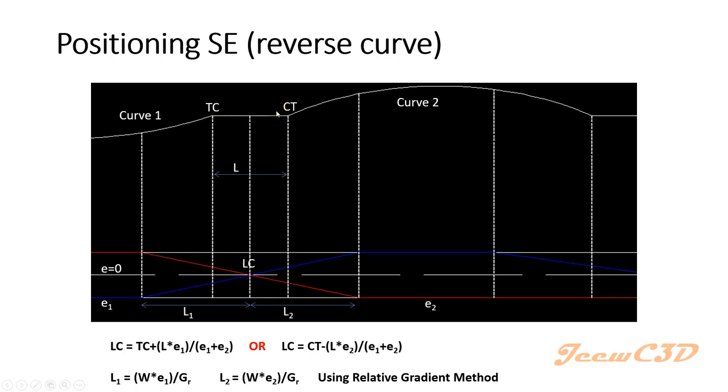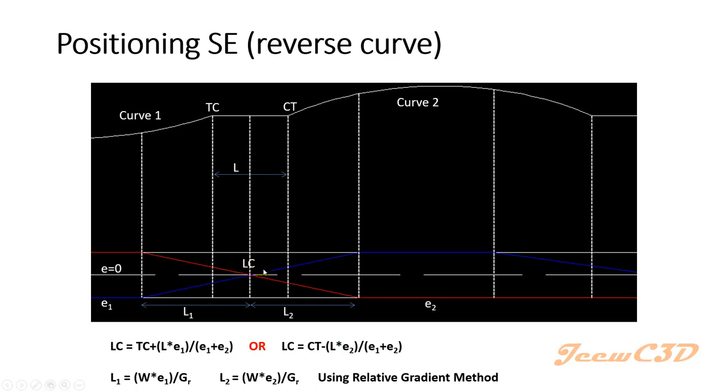So if this short tangent is 0, that means right after this curve you will start the other curve, with no tangent there. So the length L between this PC and CT point becomes 0. In that case, since this L is 0, LC will be equal to TCO CT. So that is how to find the position of the super elevation 0 point for reverse curves.